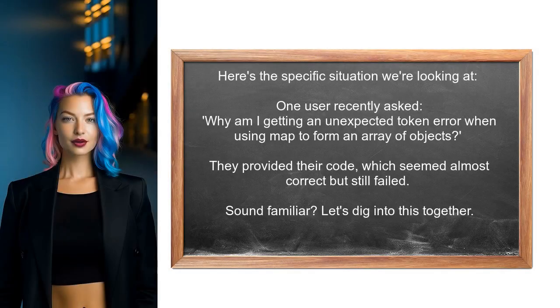Here's the specific situation we're looking at. One user recently asked, "Why am I getting an unexpected token error when using map to form an array of objects?" They provided their code, which seemed almost correct, but still failed. Sound familiar? If so, let's dig into this together and find a solution.